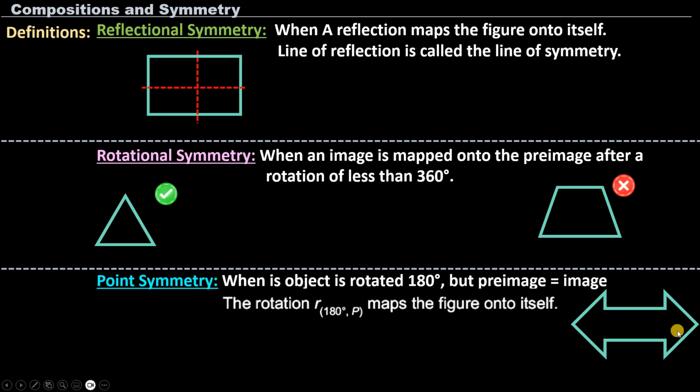So if we look at this double-sided arrow, if we just go a little bit, like 90 degrees, it's not going to match up. You have to take this shape and rotate it the full 180 degrees to be able to map it back up onto itself. So because it has that 180 degree rotation to it, that makes it specifically point symmetry. So it's still rotational symmetry, but it's very specific because it has just the 180 degrees.